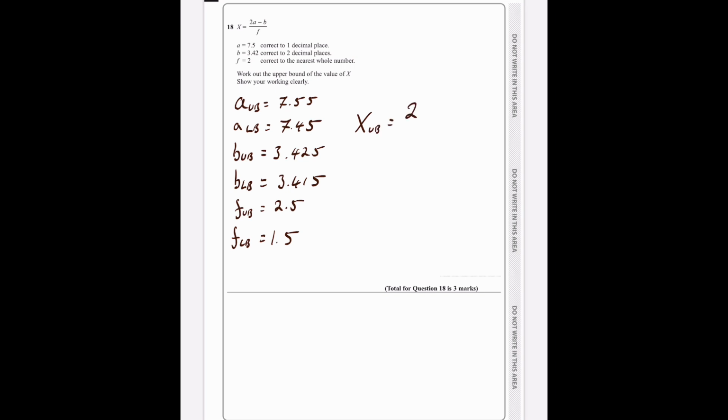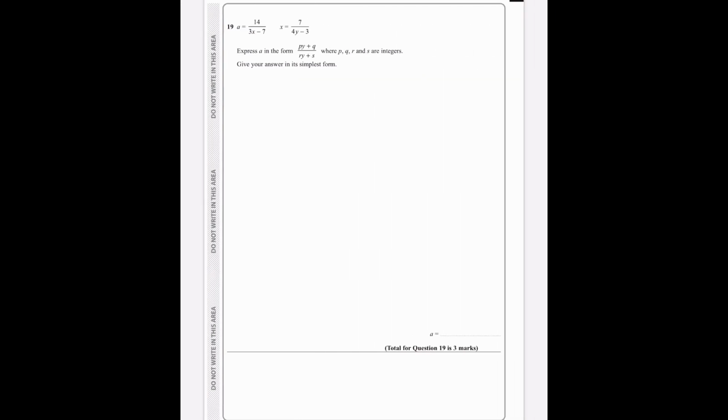Then to find the upper bound for x, we want to take two lots of the upper bound for a, I want that to be as big as possible, subtract the lower bound for b, I want that to be as small as possible, and divide by the lower bound of f, because I want that to be as small as possible. So 2.755 subtract 3.415 over 1.5 comes out as 7.79. Question 18. Question 19.